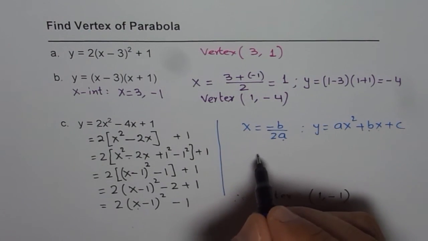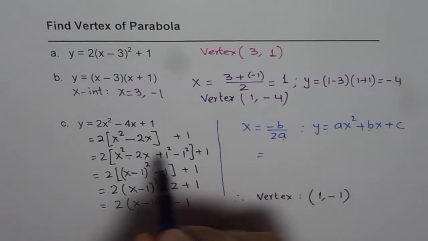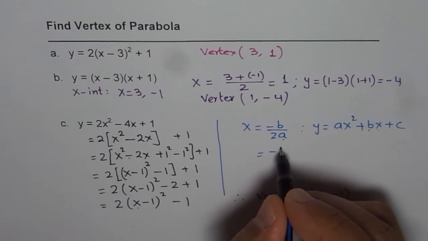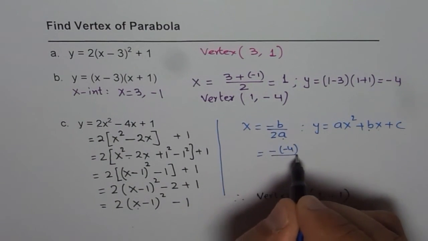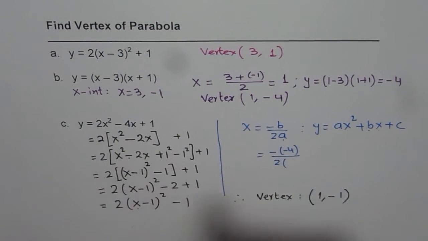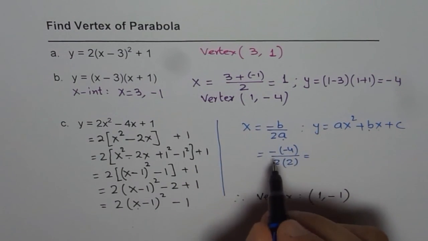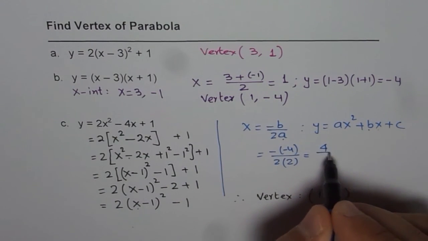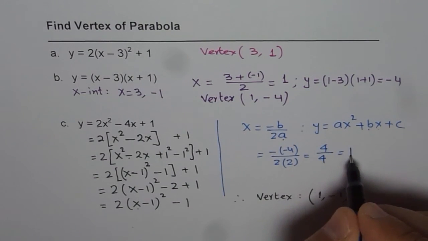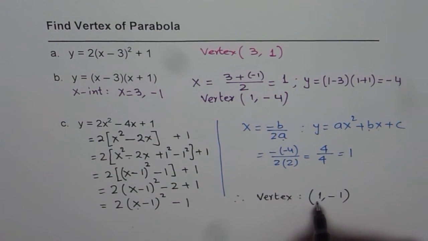So if you apply the formula, minus of minus 4, where minus 4 is the b value, right? Divided by 2 times a, where a is 2. So we get minus minus is plus, so 4 over 4, which is plus 1. So the x value is 1. Do you see that? The x value is 1.